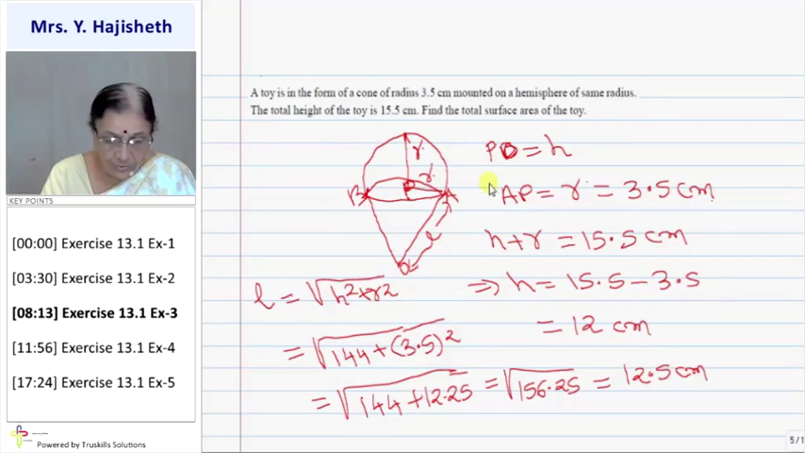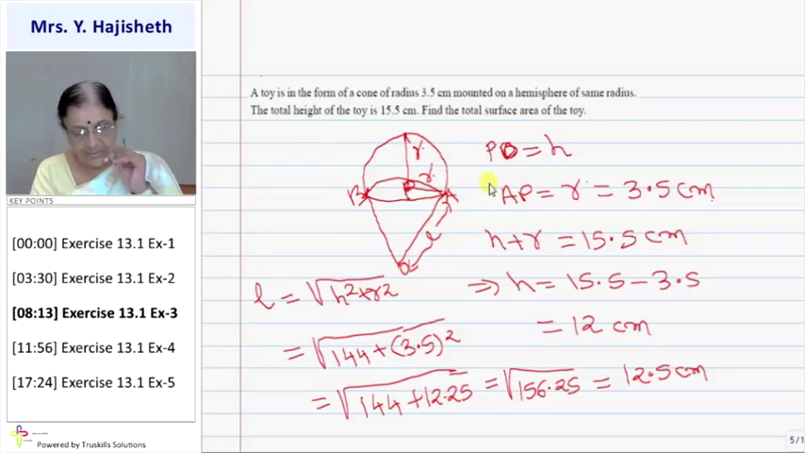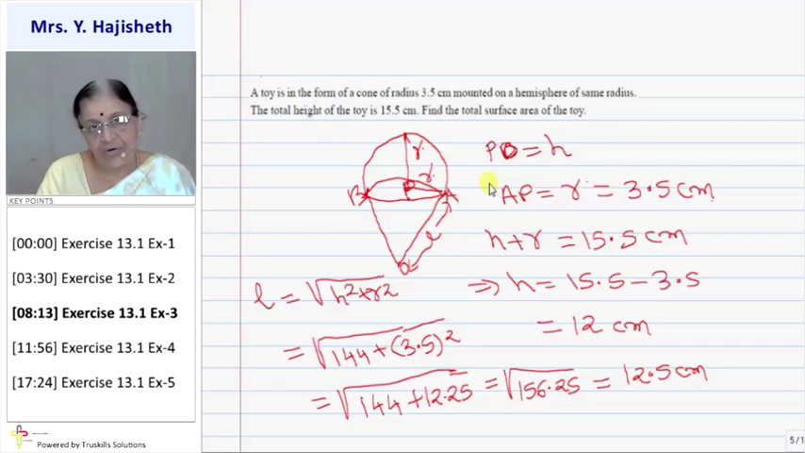Now you should find out, for total surface area, the slant height of a cone, right? And what is the slant height of cone? It is under root h square plus r square. So if you put the value, it is under root 12 square plus 3.5 square. So it is under root 144 plus 12.25. So it is under root 156.25. And the square root of it is 12.5 centimeter. So now you have radius 3.5 centimeter, h is 12 centimeter and L is 12.5 centimeter, right? So data is with you.